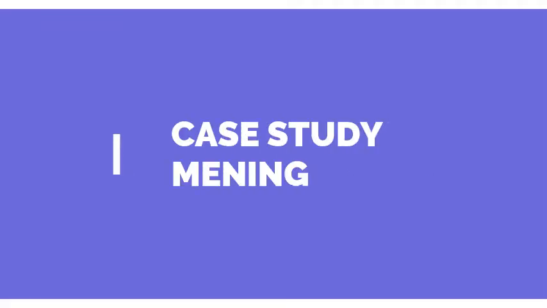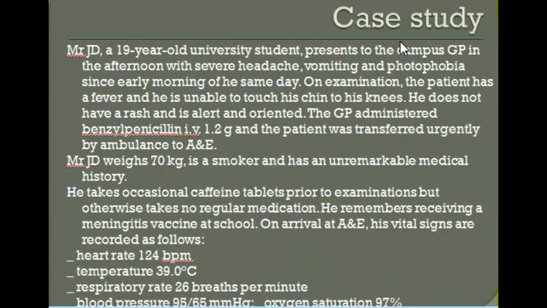In this video, we will discuss a case study of meningitis as an example. The scenario is that a 19-year-old patient comes to the hospital with the symptoms of severe headache, vomiting and photophobia, and he is also unable to touch his chin to his knee.